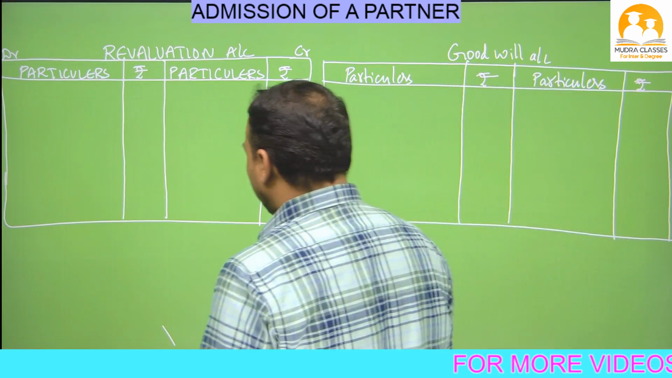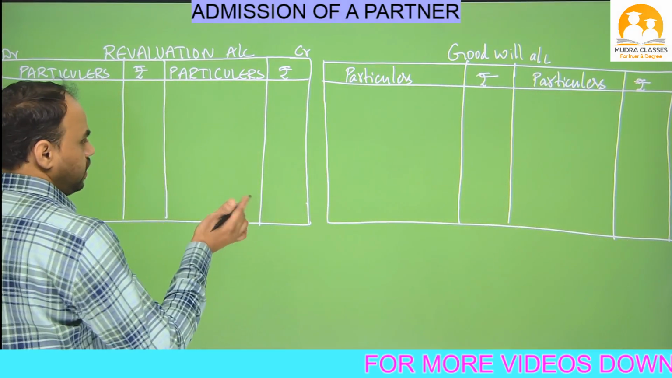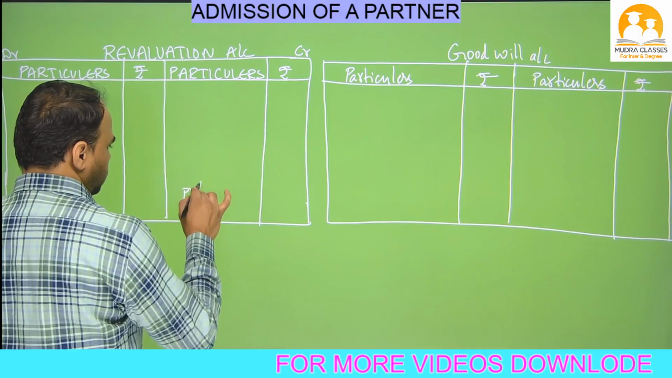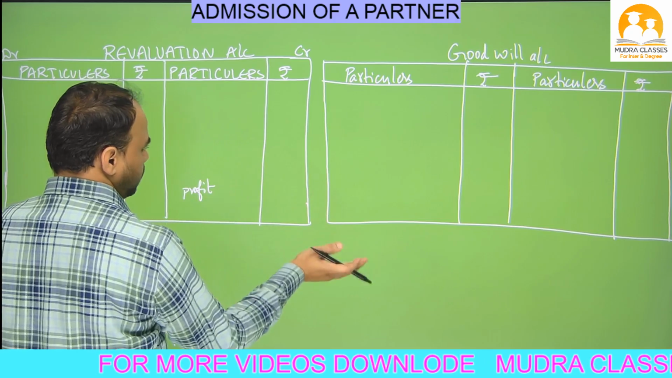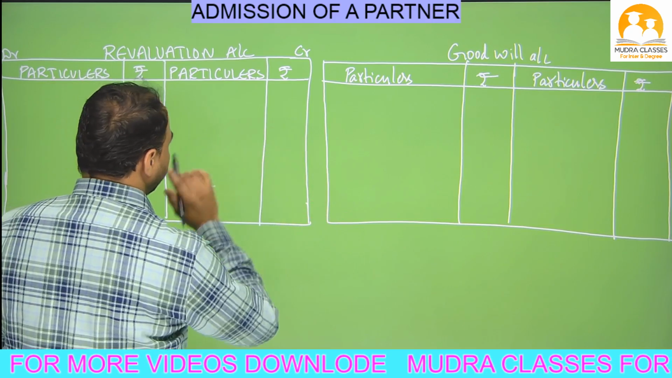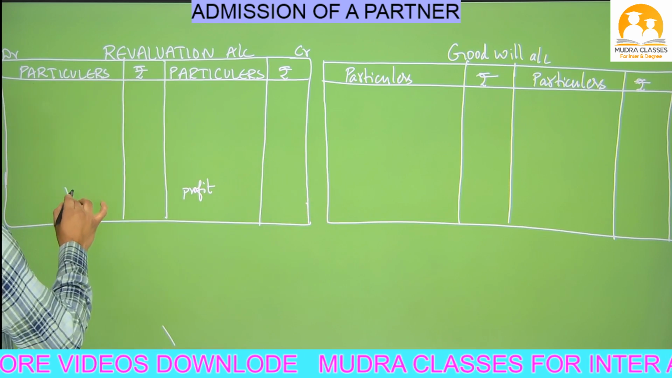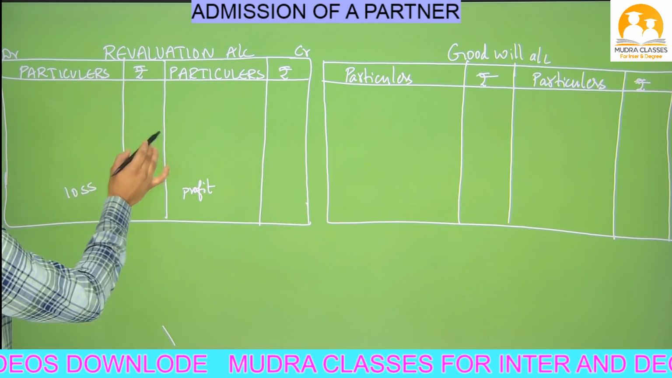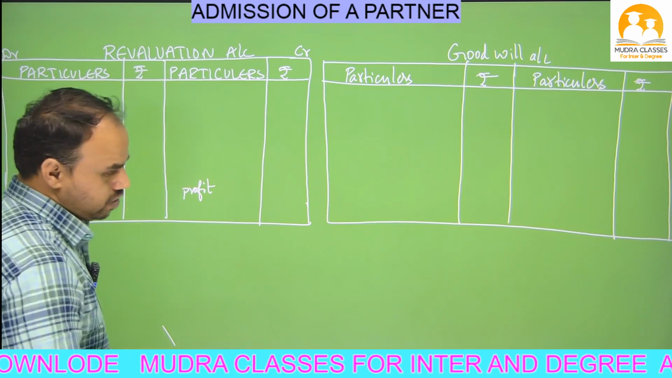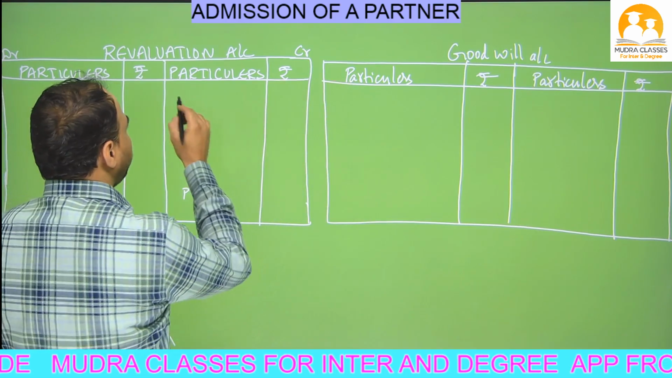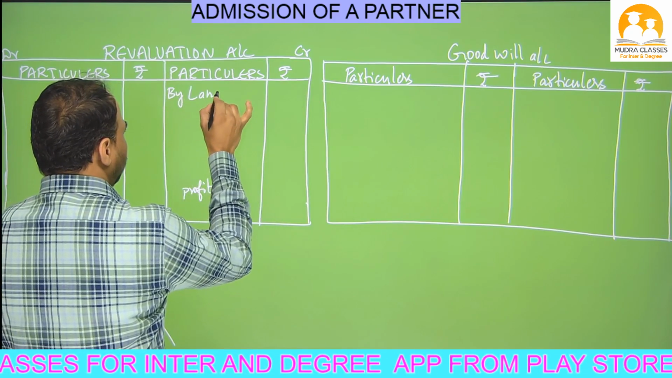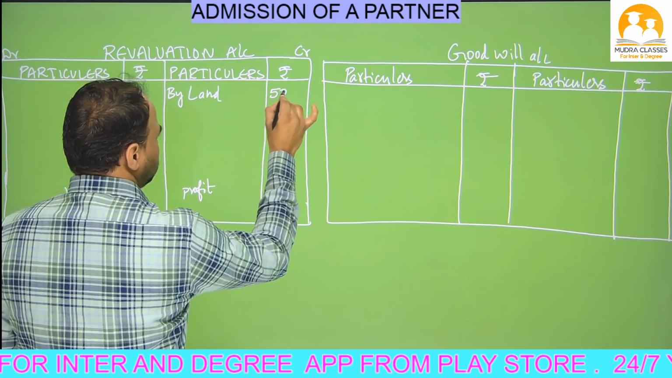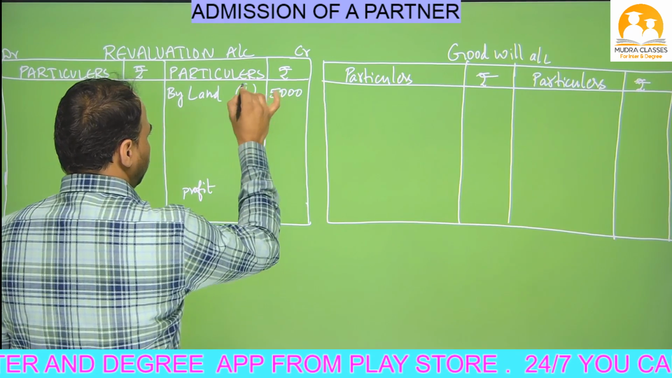In the revaluation account, when asset value increased, that means it is a profit. So when the asset value increased and we got a profit, write on the credit side in the revaluation account. If asset value decreased, that is a loss, and in the revaluation account we have to write on the debit side. In this case, land value increased by 5,000 rupees, so on the credit side of the revaluation account we write by land 5,000 rupees. This is adjustment number B.